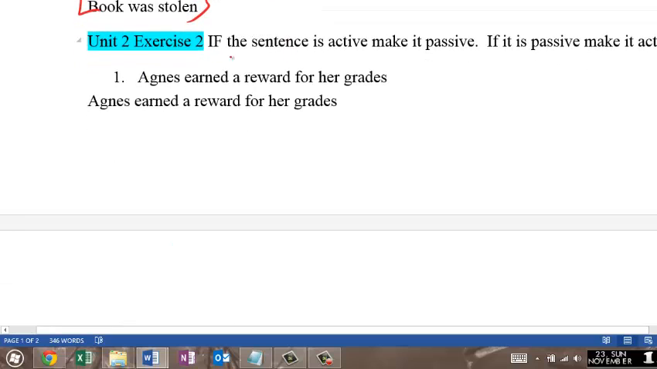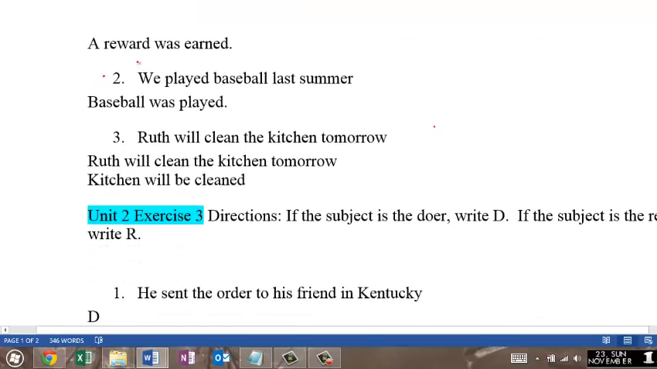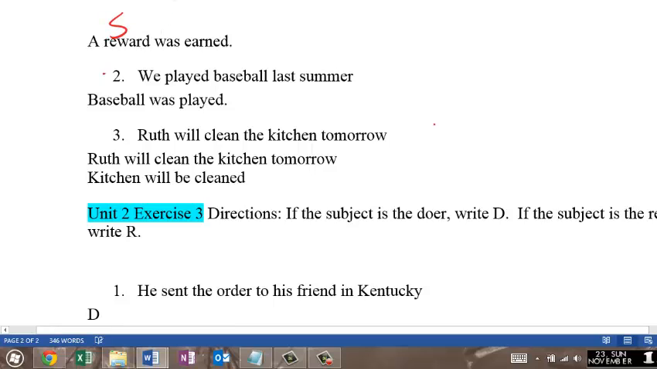In exercise 2, if the sentence is active, you need to make it passive. If it's passive, make it active. So you need to first determine if the sentence is active or passive. In this one, Agnes earned a reward for her grades. Agnes is the subject, earned is the predicate, reward is a complement. Agnes is doing something, so she's performing an act. So this is clearly in the active voice. To make it passive, we need to start with reward. So we have a reward was earned.